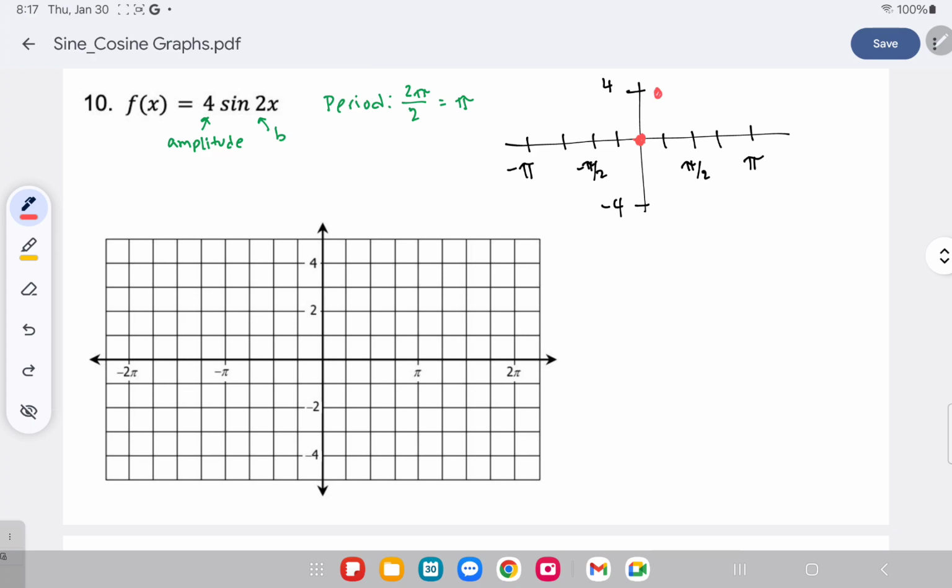So up to 4 at pi over 4, back down to the middle at pi over 2, down to -4 at 3 pi over 4, then back to middle. And then I'll fill in the other side as well.